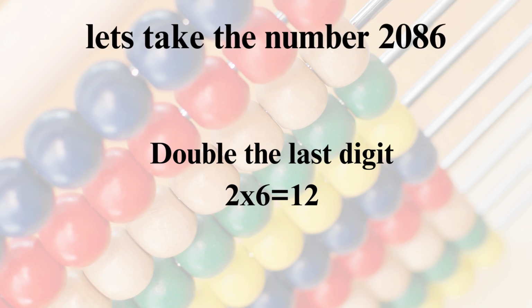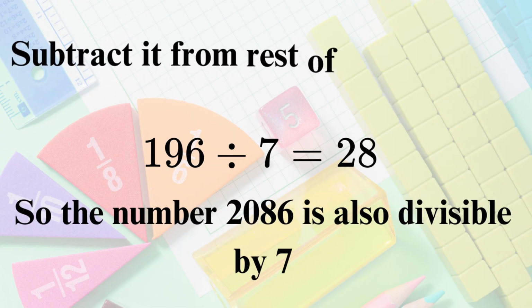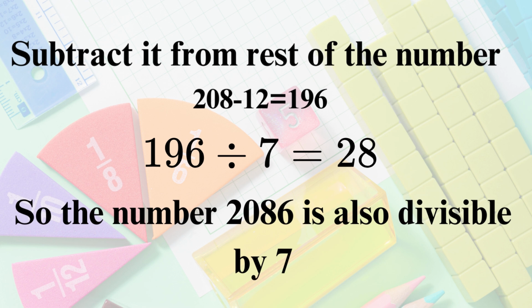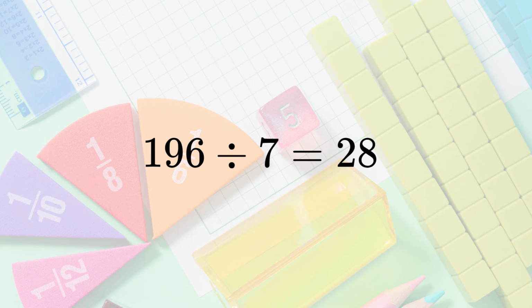We have 2086. The last digit is 6. If we double the digit, it becomes 12, right? What is the number that is left over? The number that is left over is 208. That means we do not take that last digit 6. So 208 minus 12 is 196. Is 196 divisible by 7? Yes. We get the quotient 28, which means that the full number is also divisible by 7.